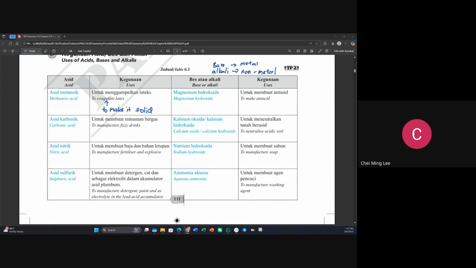And then you have calcium oxide or calcium hydroxide. They use it to neutralize the acidic soil. They mix it with the soil. Normally they call it batu kapur. Okay, sodium hydroxide is used to manufacture soap. Okay, aqueous ammonia. This is to manufacture the washing agent.